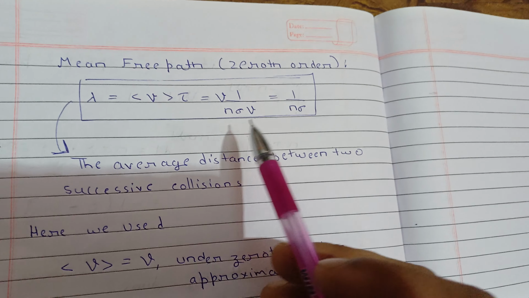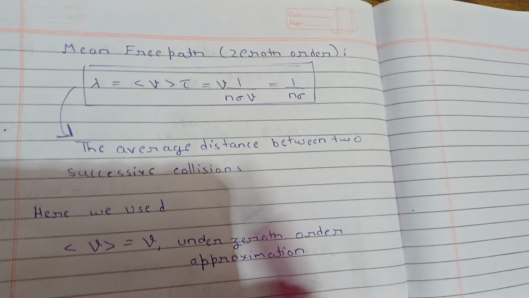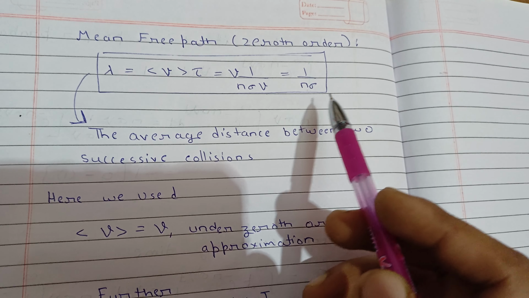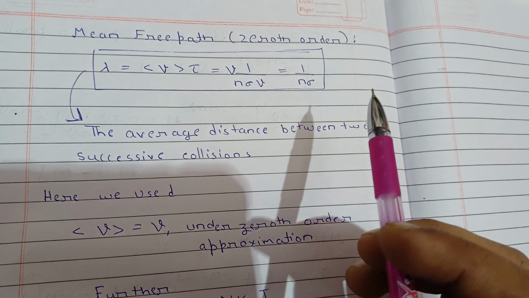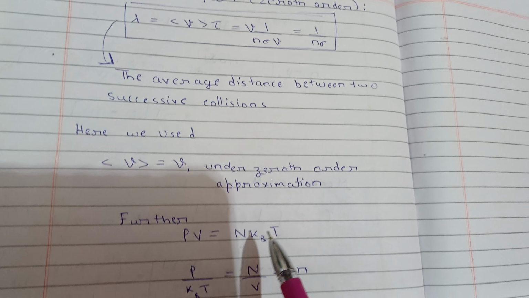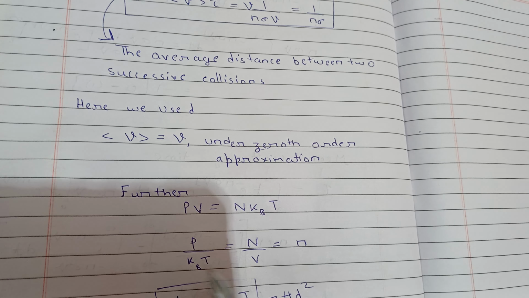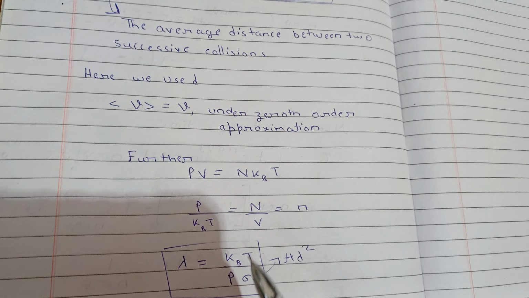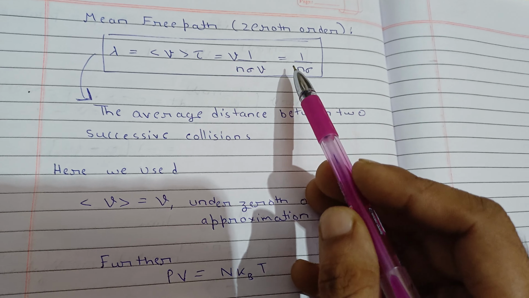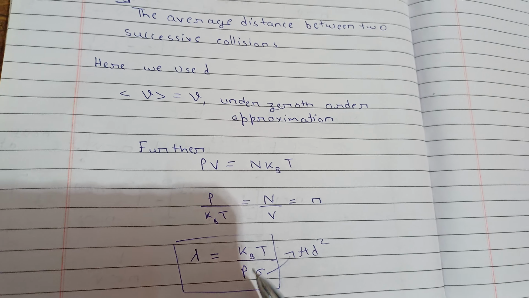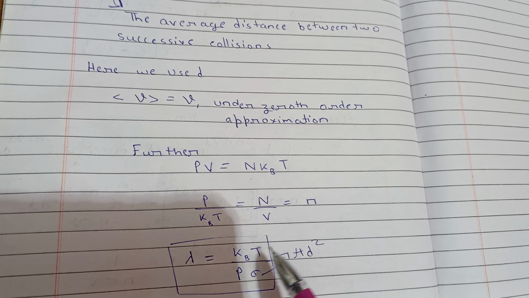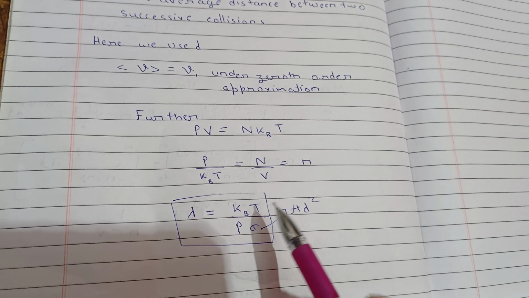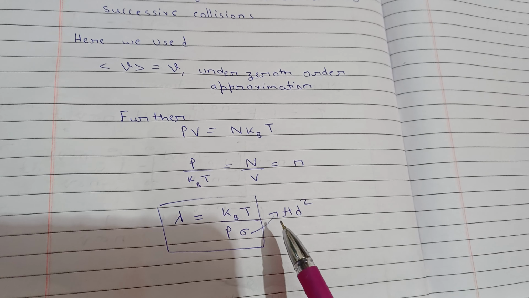You must remember this case also. Here we can change this result into a different form also. If the molecules are in the ideal gas situation, then PV equal to NkT, and from here N by V equal to P by kT. N by V is nothing but the number density, that is n equal to P by kT. So substitute P by kT in place of n, and you will get kT by P sigma. Now you have the relation of mean free path with the temperature, and here sigma is nothing but pi d square, and P is pressure. So you must remember these results.